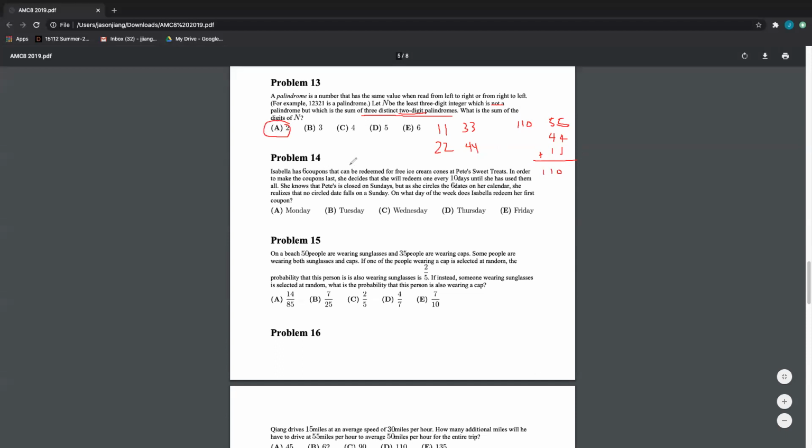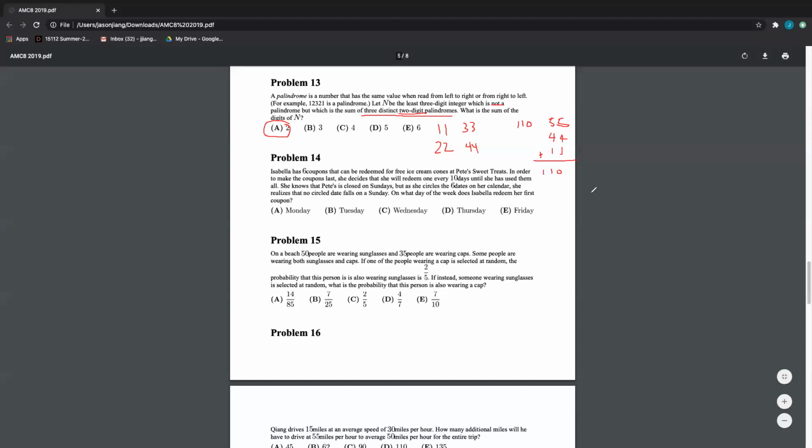Okay. Problem 14. Isabel has 6 coupons for free ice cream. She uses them every 10 days. She knows that Pete's is closed on Sundays, but as she circles the 6 dates, she realized none of them are a Sunday. So we want to know when she redeems her first coupon. So let's just draw sort of a cycle to see how this really turns out.